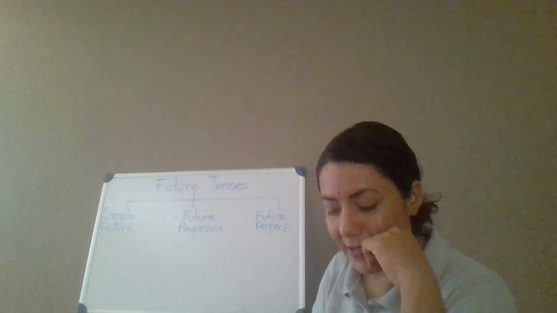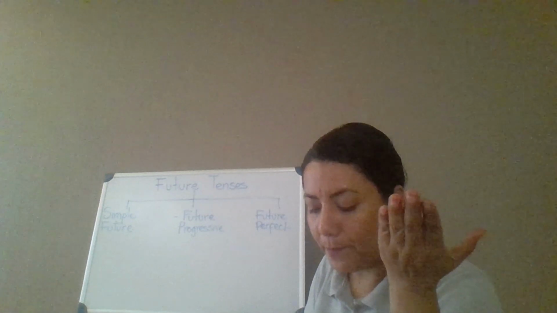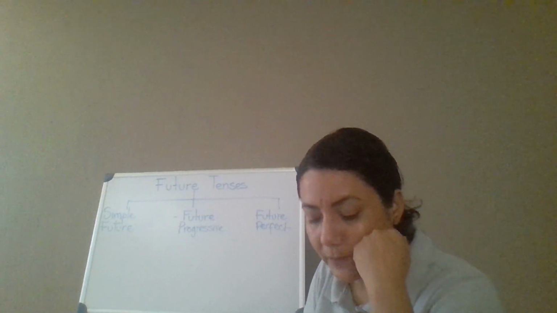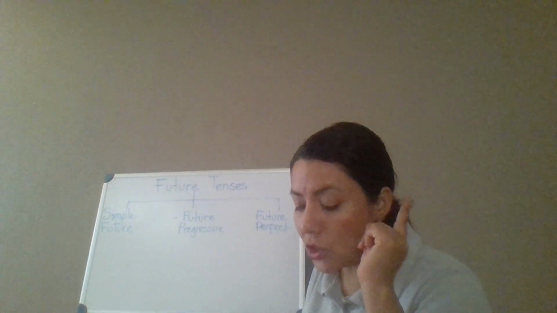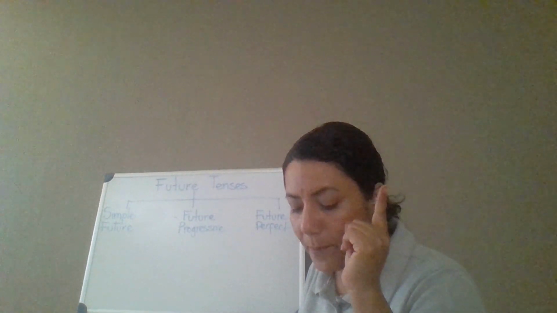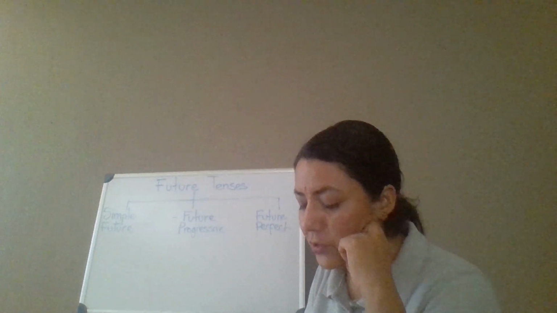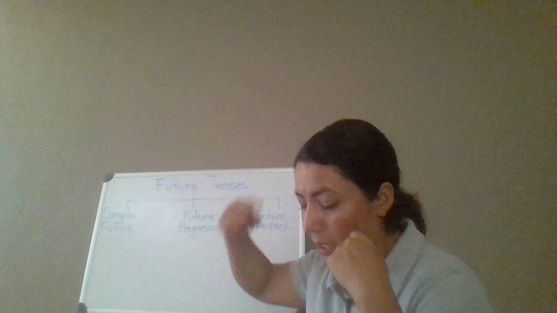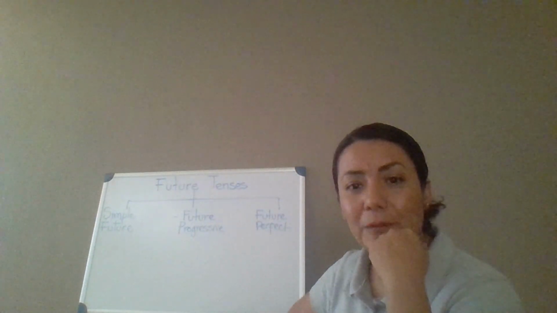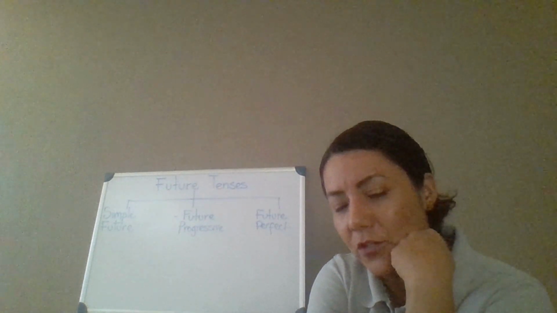Future perfect tense describes an action that will already have been completed in the future. And the example says, in 3 years, the building will have been finished. Okay, let's put all that information to practice.